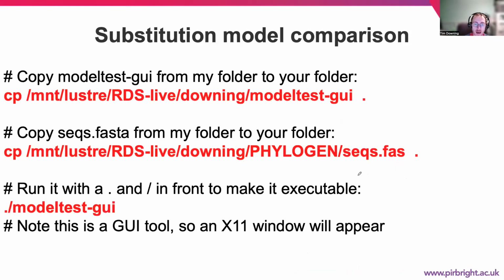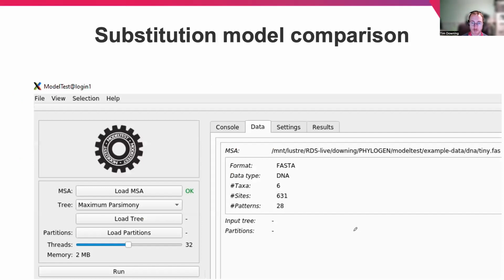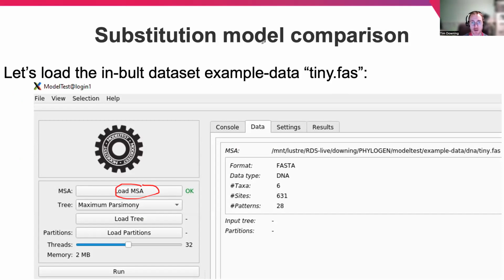What you can do in the lab is copy over this file to your folder location, modeltest-GUI, and also copy over the sequences that you need to your local folder, and run this program, modeltest GUI, with a ./ at the front to make sure it's executable in your folder. A window will pop up after that, since it's a GUI. What you can do then is load our MSA, your seqs.phas, inside there. You can also install the built-in dataset tiny.phas, which is the one given here. It is 6 taxa and 631 sites.